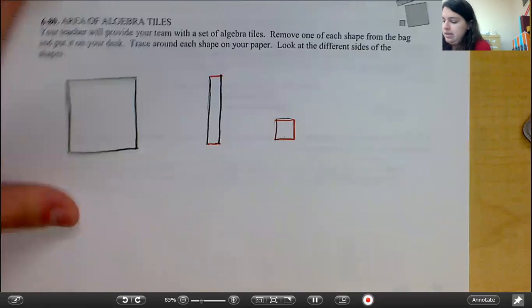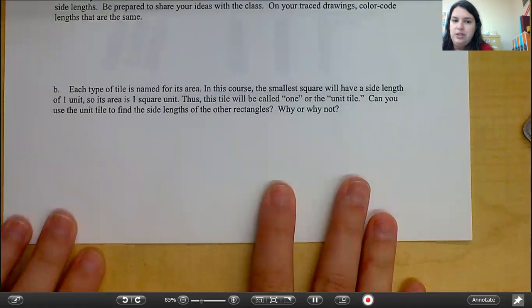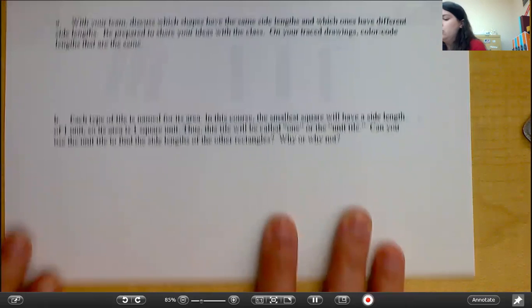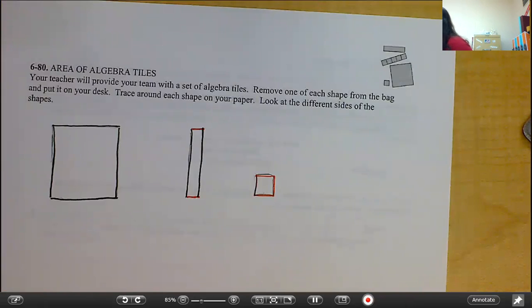So B says each type of tile is named for its area. In this course, the smallest square will have a side length of 1 unit, so the area is 1 square unit. Thus, this tile will be called 1, or the unit tile. Can you use the unit tile to find the side lengths of other rectangles? Why or why not? So go ahead and answer part B.